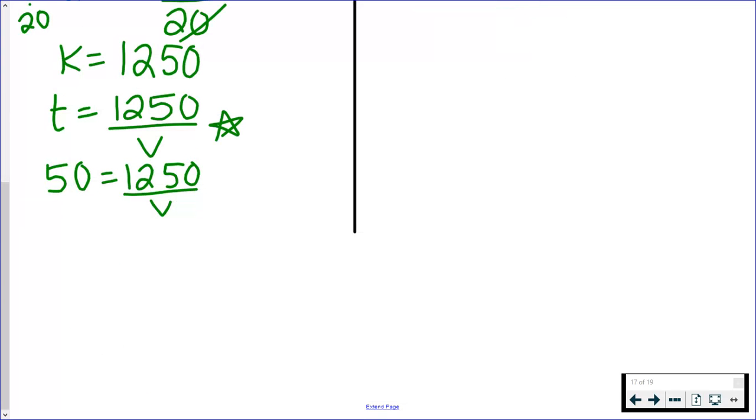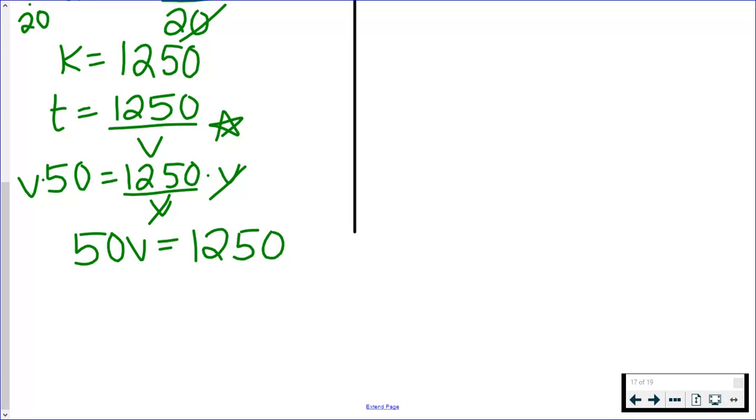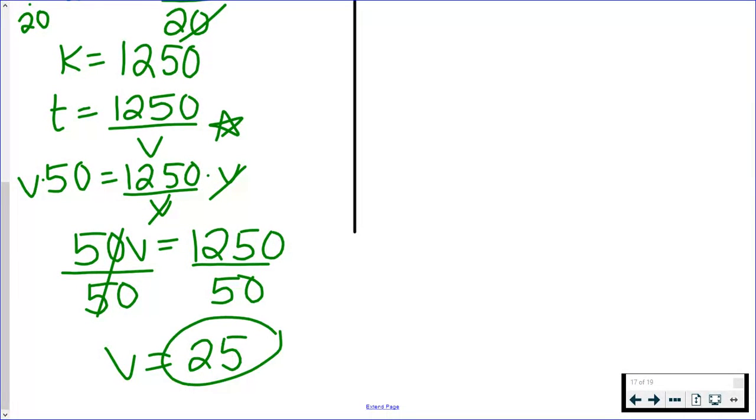So what I'm going to do is get that variable out of the denominator. You need it out of the denominator in order to actually solve for it. So I'm going to multiply V to the other side first. Now if I want V by itself, I'm going to divide by 50. So we find that there are 25 volunteers if it takes 50 hours.